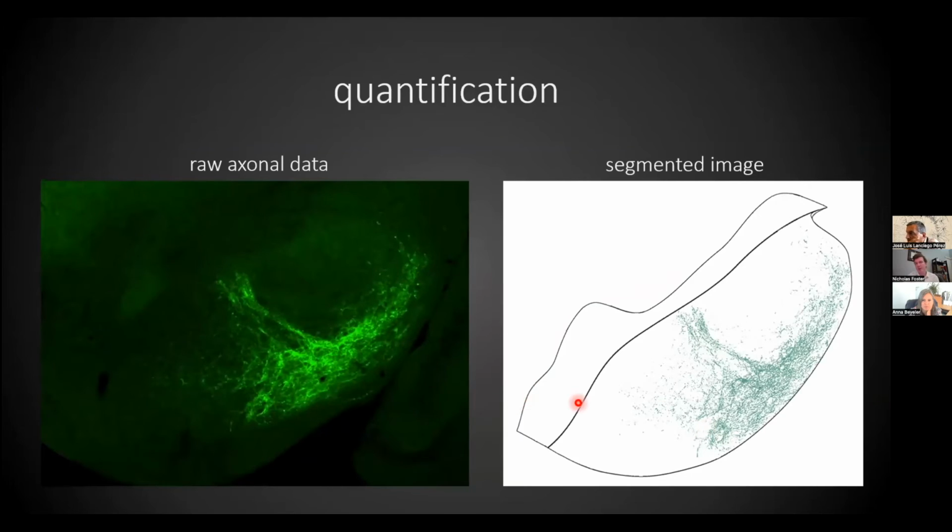This, we were able to digitally segment and reconstruct these axonal terminal fields. And doing that allows us to know exactly how many pixels of axon are present in the SNR and exactly where they fall, which is a huge benefit for doing computational analysis of the neuroanatomical connectivity.